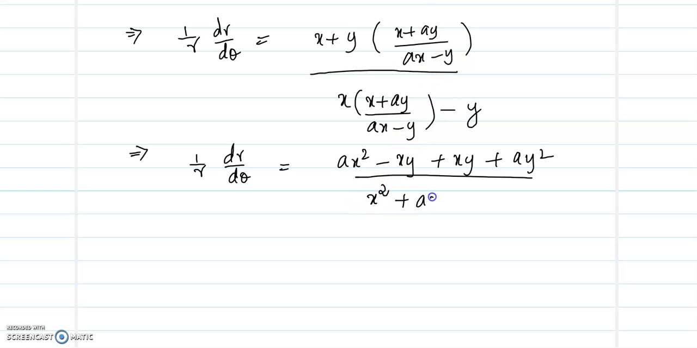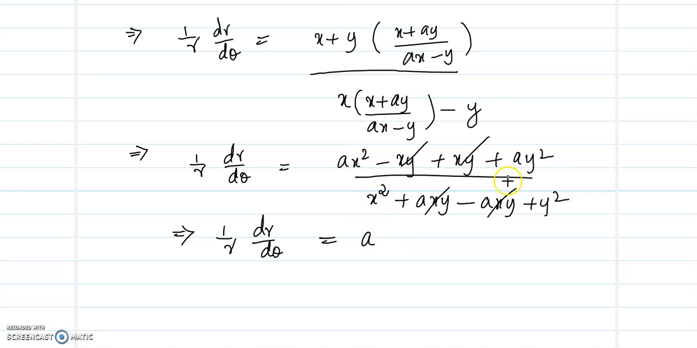We get x square plus axy minus axy plus y square. So we will get 1 by r dr by d theta equal to, as you can see, xy will cancel out, axy will cancel out. So you will be getting a into x square plus y square. So that will be a r square by r square.